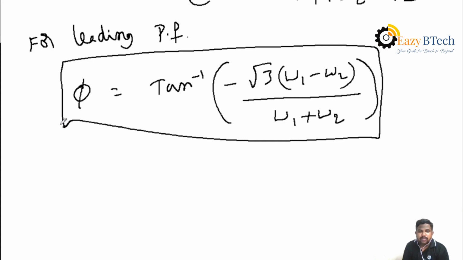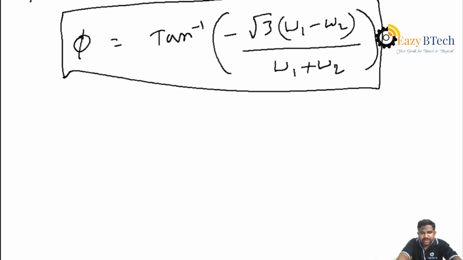Okay, like that we can find the power factor angle when the readings of both wattmeters are known, that is, W1 and W2 readings are given. Then we find the power factor angle phi. After that we find the power factor cos phi, from the above equation.